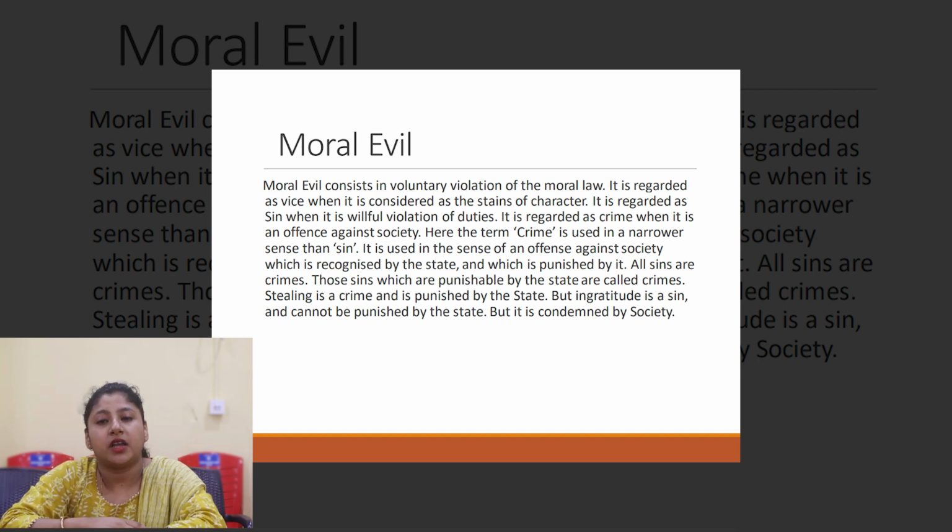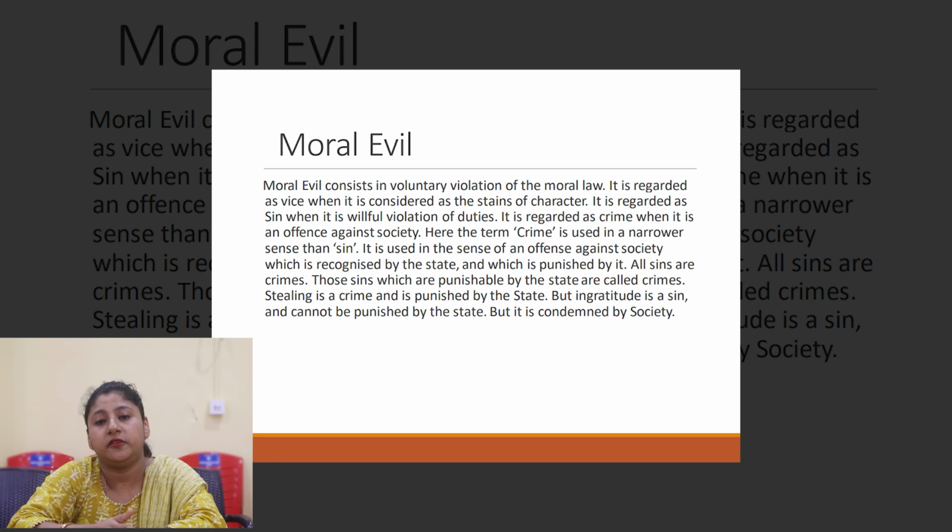Moral evil again is regarded as sin when it is willful violation of duties. It is regarded as crime when it is an offense against society. So we can see moral evil as vice, which is demerits of character. The same moral evil is sin, which means the violation of duties. When we violate our duties, like duties in religion or duties towards our parents, then it is regarded to be sin. Again, it is regarded as crime when it is an offense against society.